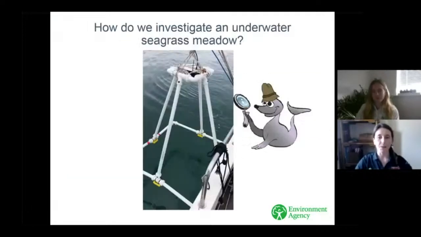To understand what is happening to the precious seagrass meadows here in the UK, we must become ocean detectives and look for clues. Earlier on, Gabby showed you the video camera frame we designed and built to take pictures of the seagrass underwater. And this is an example of us innovating. Here it is in action.